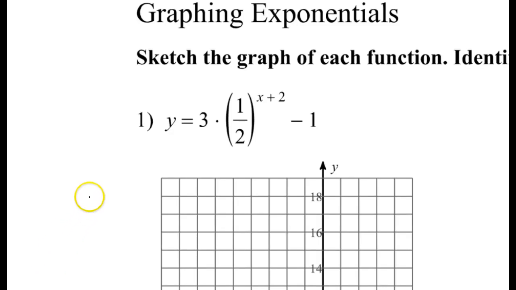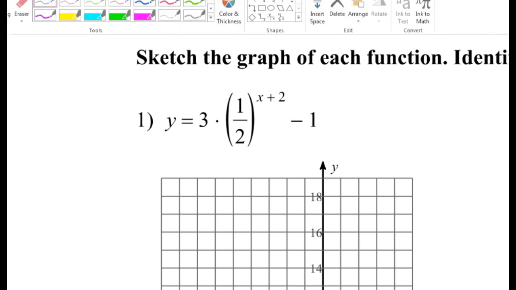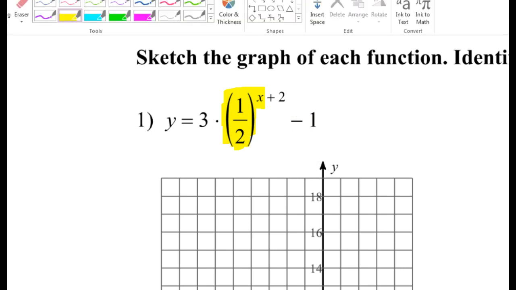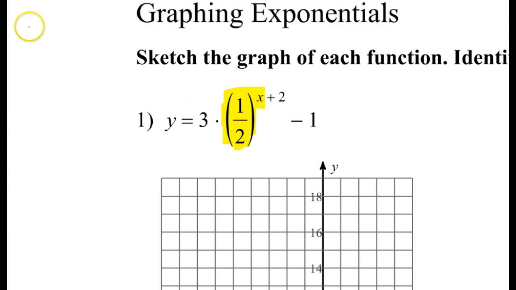In this video, I will teach you how to graph an exponential function like this one. Now, when we first begin, I only want you to look at the parent function, which is this part of the function. We will deal with the 3 and the 2 and the -1 later. So for right now, we really are just starting with the function y equals 1/2 to the x power.